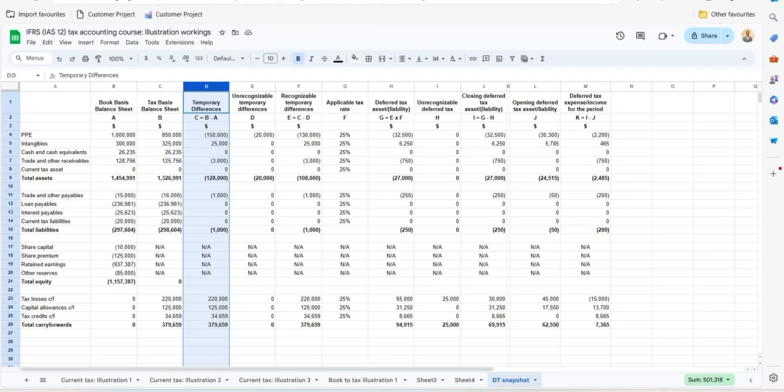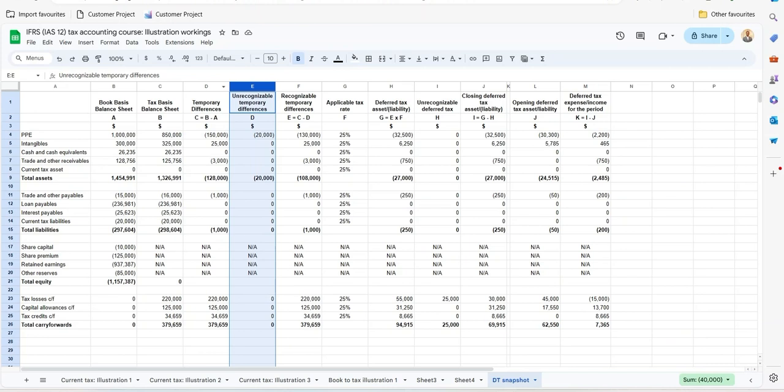Those are your temporary differences. But then, based on the rules of IAS 12, there are certain temporary differences that aren't recognizable. I'm going to talk about these again in a much later video, to talk about what those principles are and how you can do it on your own. But for now, it's okay to know that there are principles you need to apply to determine whether you're going to have unrecognizable temporary differences.